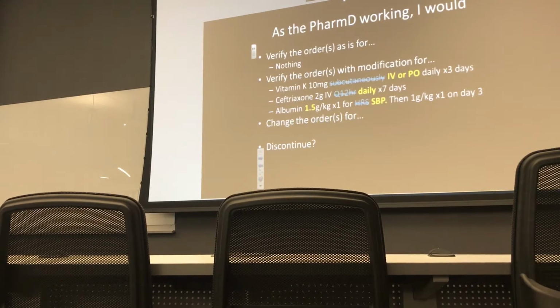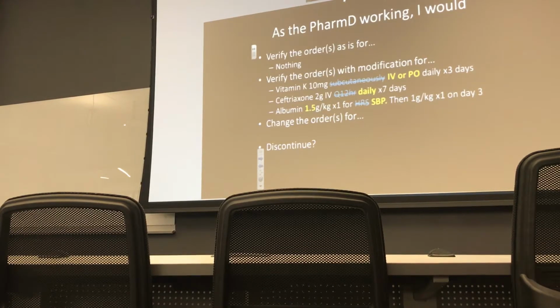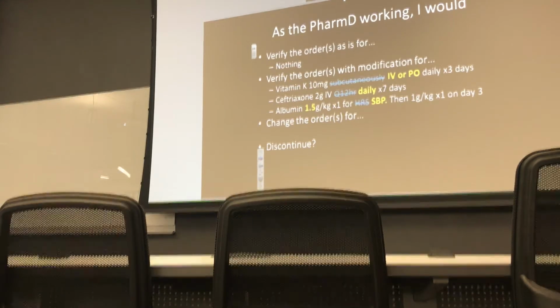Albumin, so the group said they wanted to give it on day 1 and day 3, which I 100% agree with, and that's specifically for the indication of spontaneous bacterial peritonitis. Right, so if we were treating this patient for hepatorenal syndrome, then we might have been okay. But with this patient, we don't know if they have hepatorenal syndrome, we know that they have SBP. And so I would change the dose of albumin to 1.5 grams per kilo on day 1 and 1 gram per kilo on day 3.